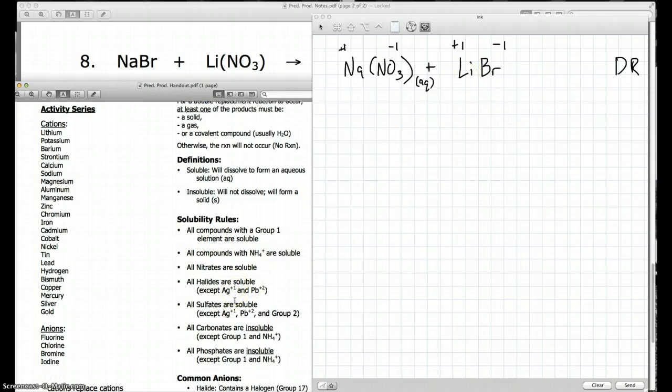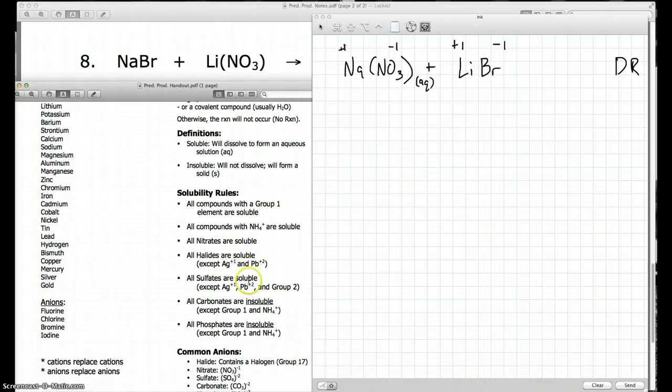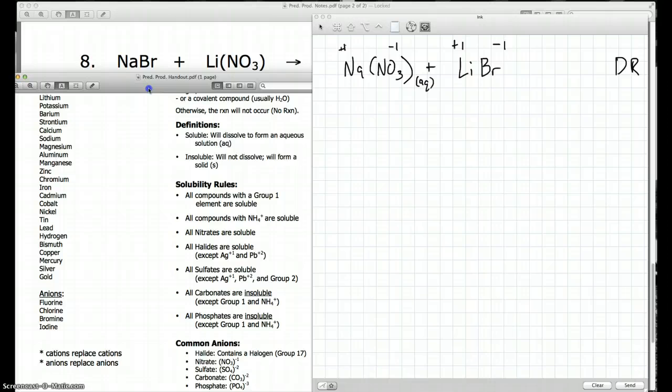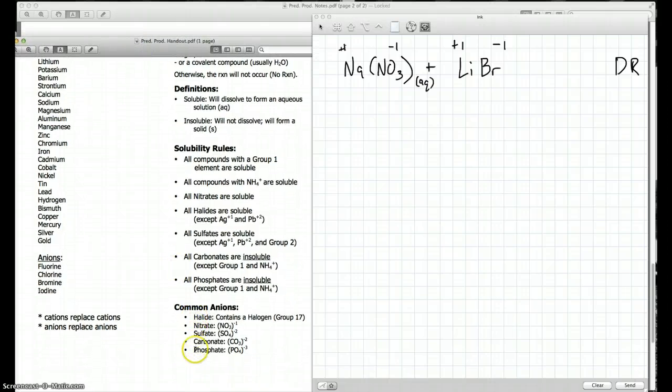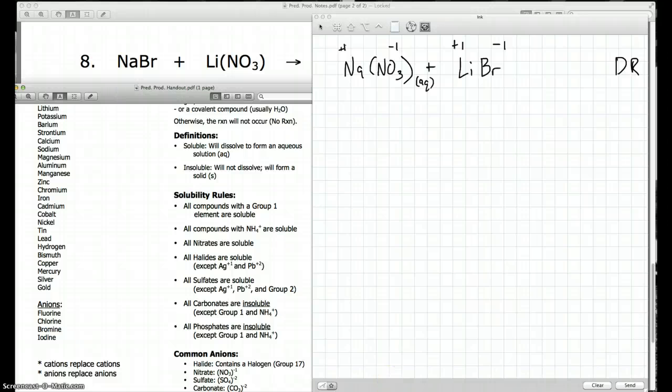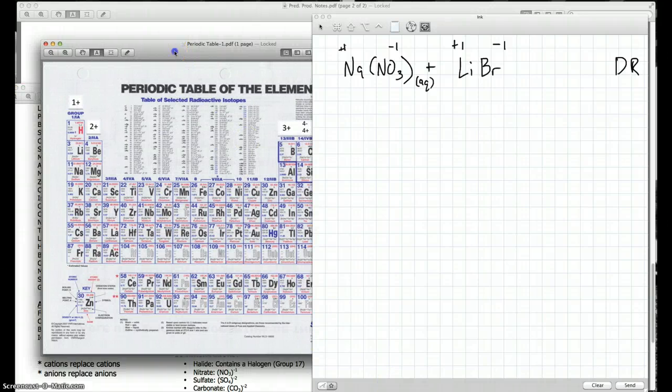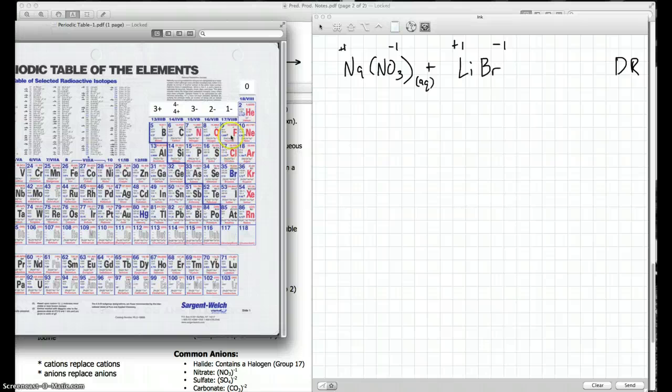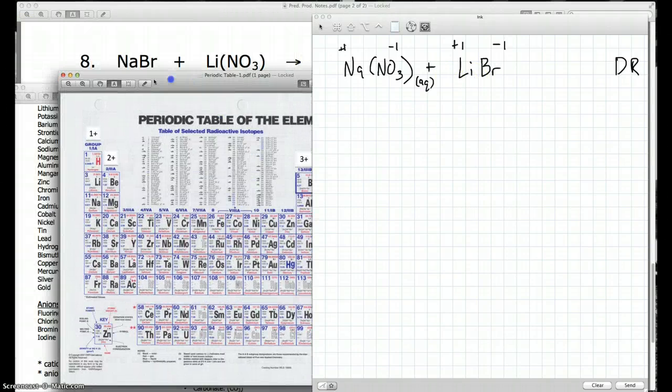The other rule that applies to LiBr is this one here, the fourth one. It says all halides are soluble. And if you look at the bottom of your predicting products handout here, I have some more definitions. A halide is anything that contains something from group 17, a halogen. If you remember back a while ago, we learned those as the halogens. Group 17 on the periodic table here is fluorine, chlorine, bromine, iodine. Well, bromine is one of those.